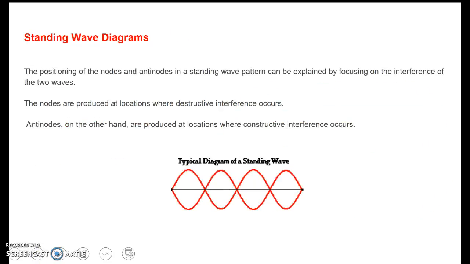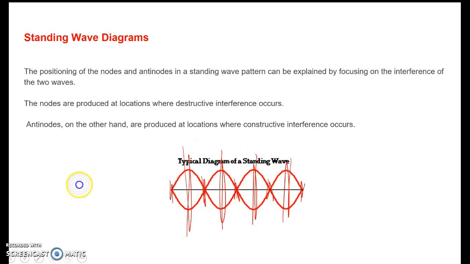So, a typical standing wave diagram would look like such. The nodes are produced where destructive interference occurs. So here, here, here, here, and here. And the antinodes are where completely constructive interference occurs. Here, here, here, and here. Okay, so nodes and antinodes.